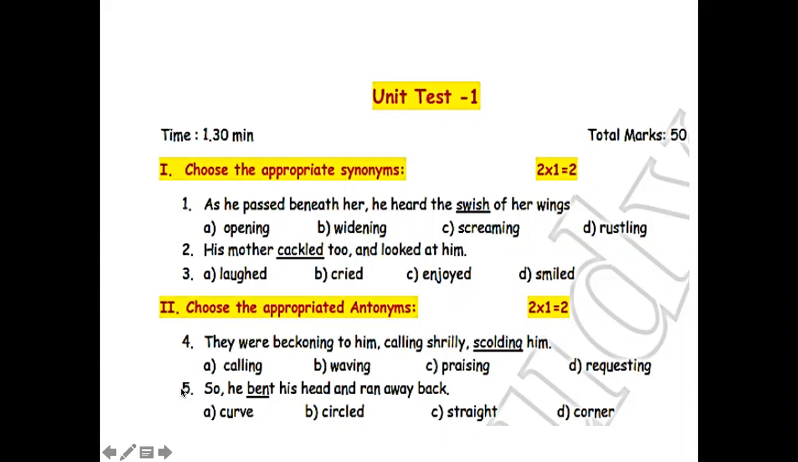Next, that is actually the fourth one. So he bent his head and ran away back. So bent is the word. The opposite for bent is straight. So this is the first, that is the synonyms and antonyms.